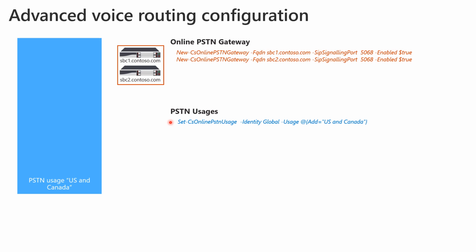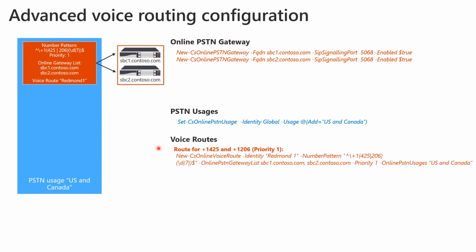Now again, this Set-CsOnlinePSTNUsage by itself really doesn't do anything, because you notice this usage isn't tied to anything. It's not tied to a routing policy, it's not tied to a user, it's not tied to a gateway, nothing, right? I'm going to build out my voice routes. My first voice route, I'm going to do specific to +1425 and +1206. These are my Redmond numbers, or my Seattle numbers. So there's my New-CsOnlineVoiceRoute. I call it Redmond 1. My number patterns that I'm going to match, my gateway list, priority, and then map that to this usage, as you see in the visual on the left.